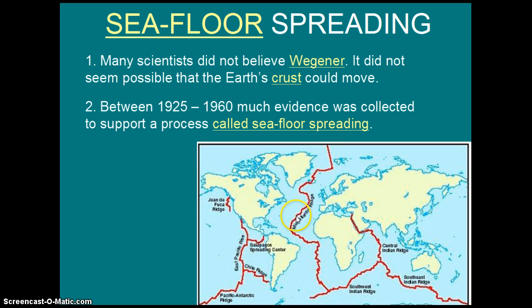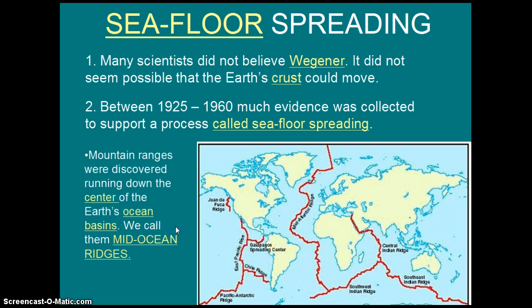This is the Atlantic Ocean here. Over here is the Pacific Ocean. Okay, and it shows it everywhere. Okay, so these mountain ranges were discovered running down the center of the oceans, the Earth's ocean basins, and we call these mountain ranges mid-ocean ridges.